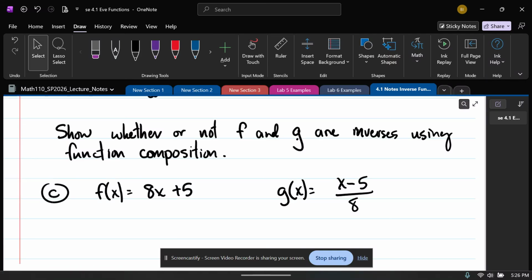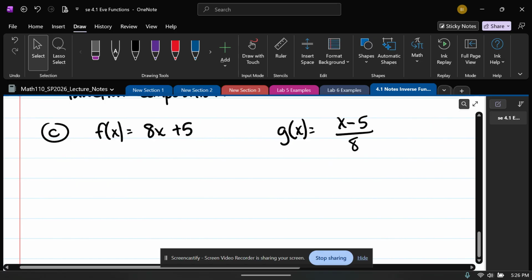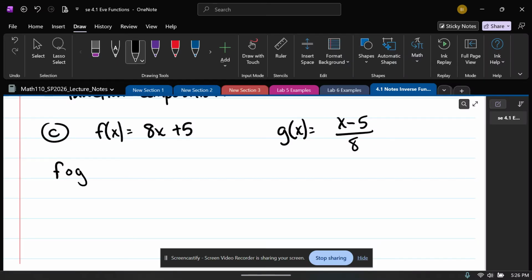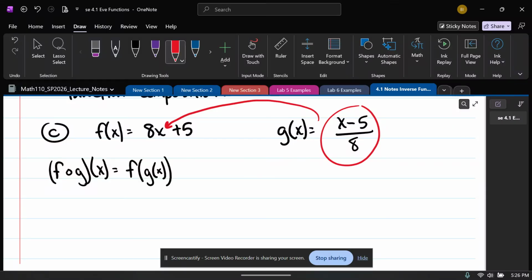Okay. So I'm going to show that in both directions. I'm going to show f composed with g of x. That means I'm going to take the g of x function and put it into the f of x function. So I'm taking this thing and going in for x right there. So that's going to equal 8 times that big fraction, x minus 5 over 8, and then it's got the plus 5 outside.